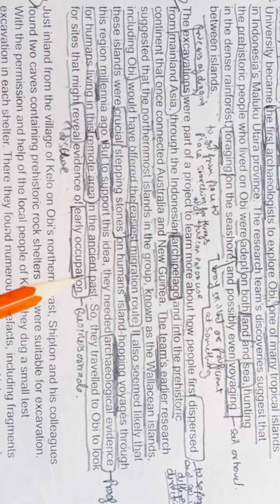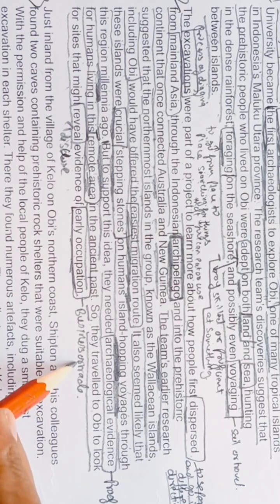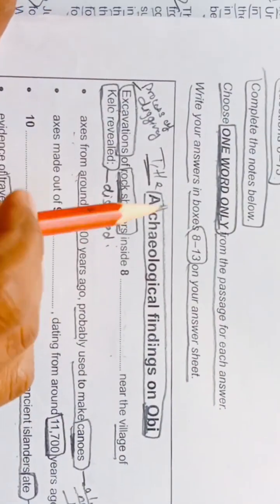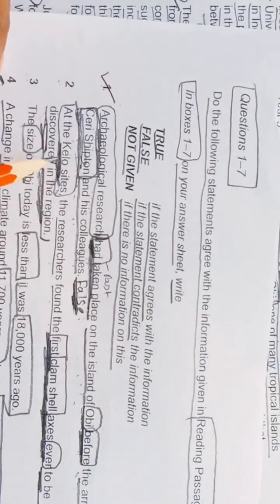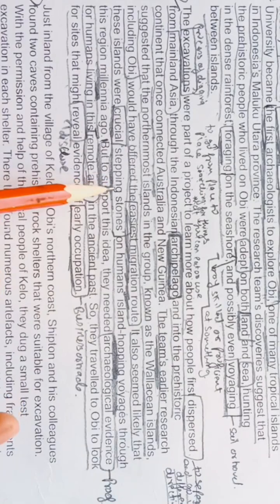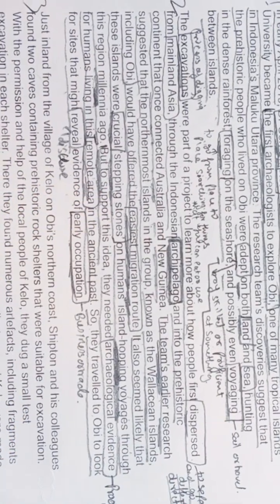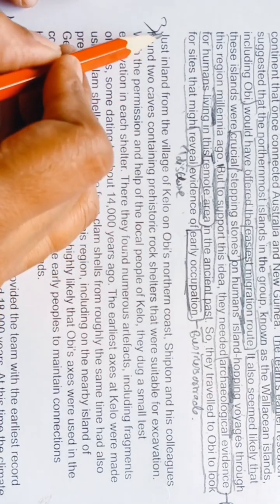So we are not getting our keyword here. Our keywords from the notes on excavation of rock shelter, and here our keyword is sites. So we are not getting our answer from the second paragraph, so we will quickly move towards our third paragraph. Now let's quickly read it.